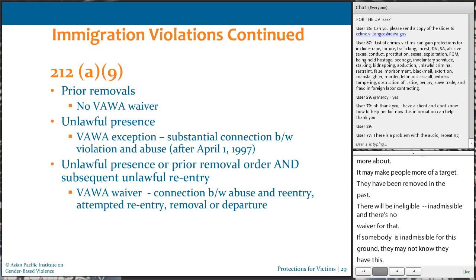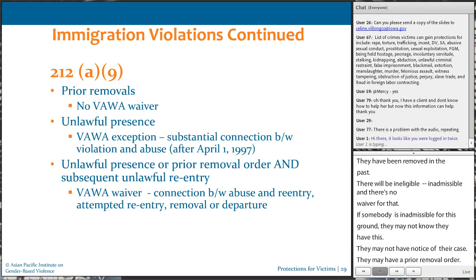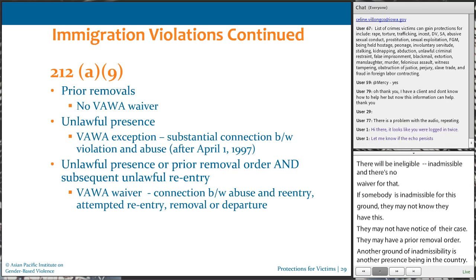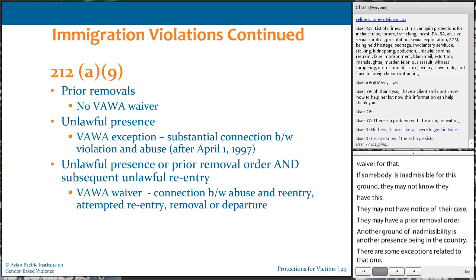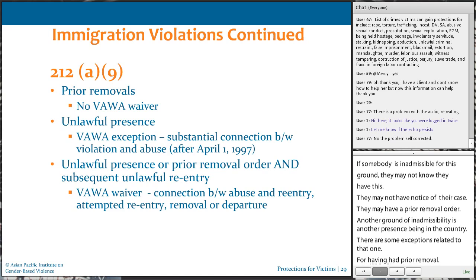Another ground of inadmissibility is unlawful presence, just being in the country in violation of a visa, for example. There are some exceptions related to VAWA for that one, as well as for unlawful presence or having had a prior removal order and having a subsequent lawful reentry. So I want to flag the process related to these. That second inadmissibility ground on this slide, unlawful presence.